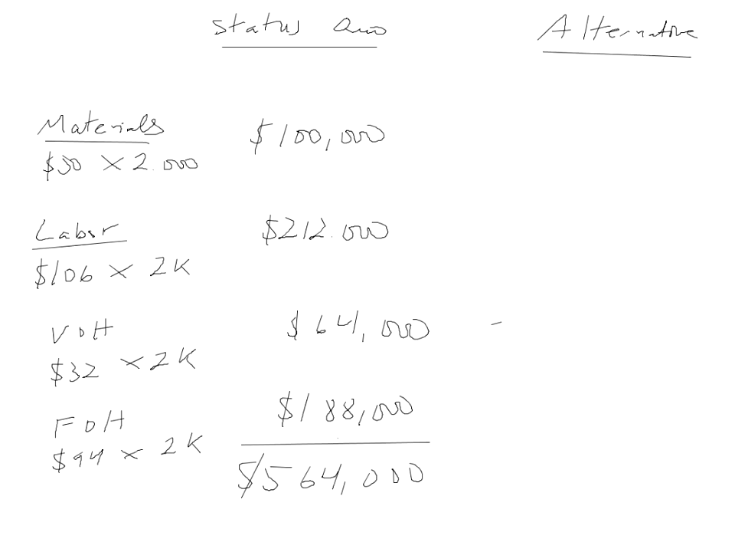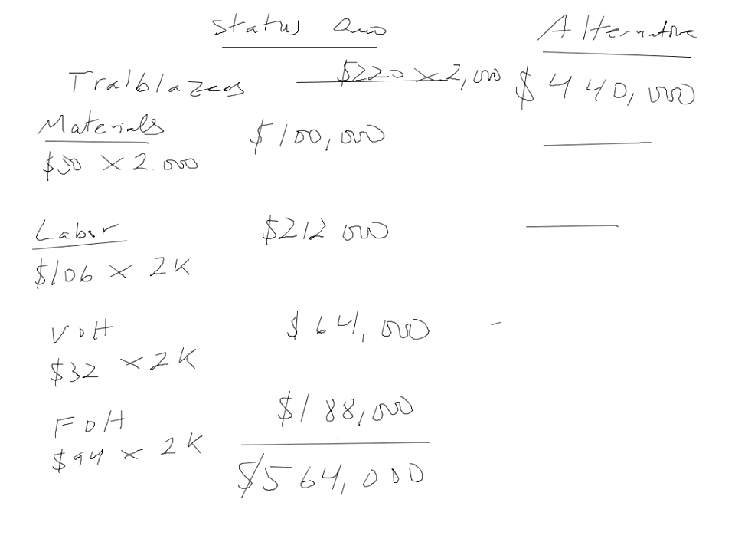Remember, just to buy the assembly. So to buy from Trailblazers, that's just 220 times 2,000 units. So that's going to be $440,000. Right? We're not going to spend any money on materials or on labor or on variable overhead because we're not making those items.